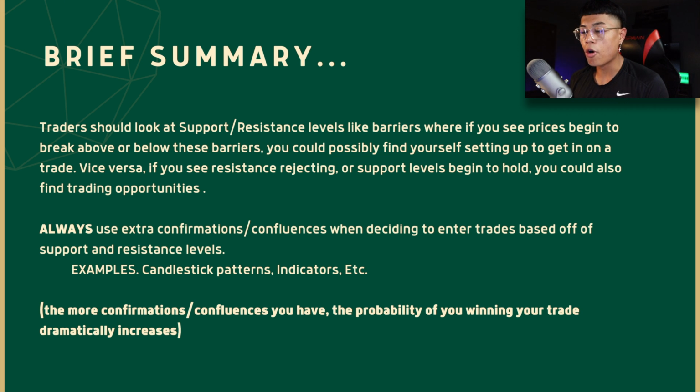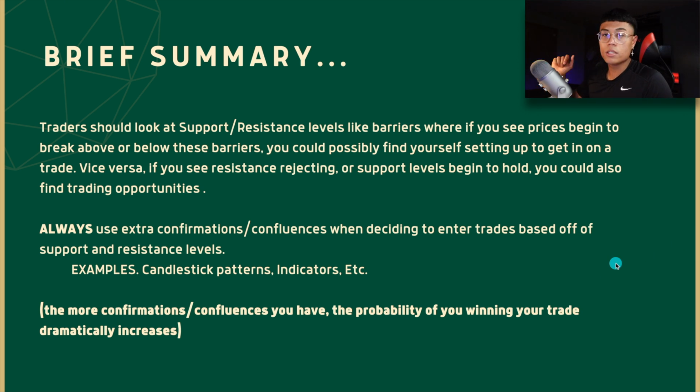Always use extra confirmations, confluences when deciding to enter trades based off a support or resistance level. For example, you can use your candlestick patterns, you can use your indicators. There's so much that you can use as a confluence to your trades. The more confirmations or confluences you have, the probability of you winning your trade dramatically increases. I'm telling you guys, the more confirmations you have when you buy in on a trade, the more likely you'll win that trade. I think that is the last slide, so let's get over to the charts.